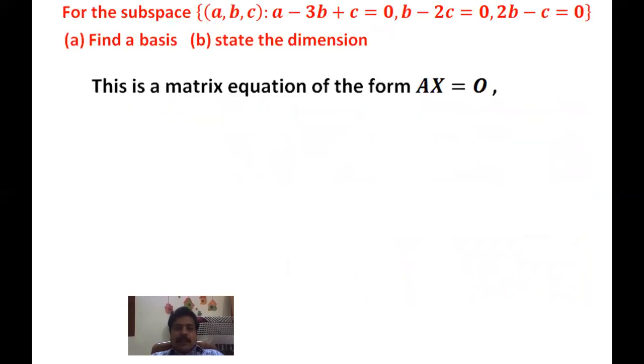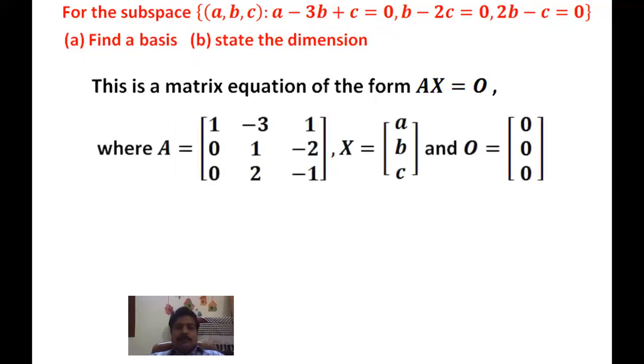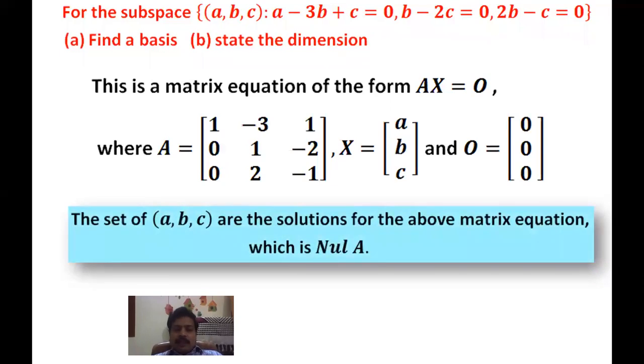So this is a matrix equation of the form Ax = O, the null matrix, where A = [1, -3, 1; 0, 1, -2; 0, 2, -1], x = (a, b, c), and O = (0, 0, 0). The set of a, b, c are the solutions for the above matrix equation, which is nothing but the null space of A. So we need to find the null space of A, which is H here.